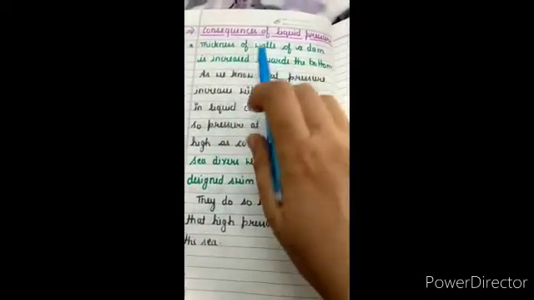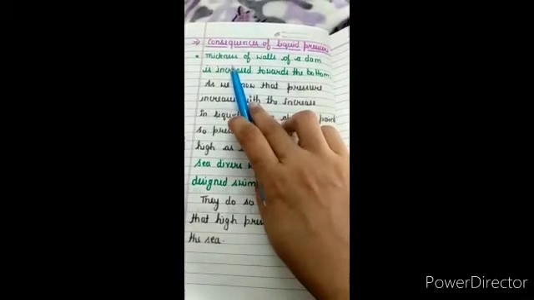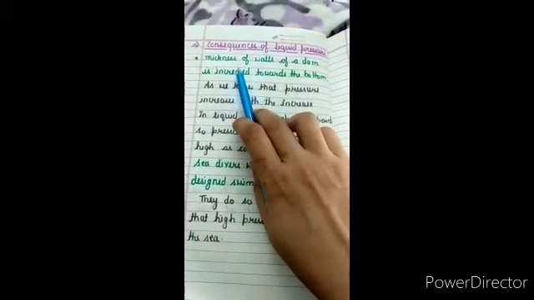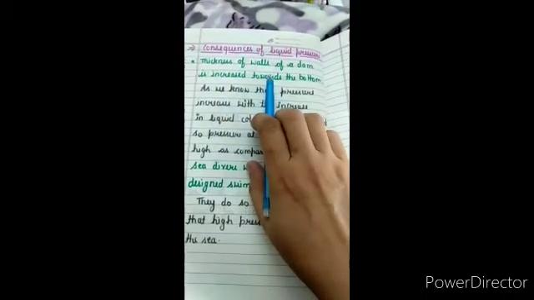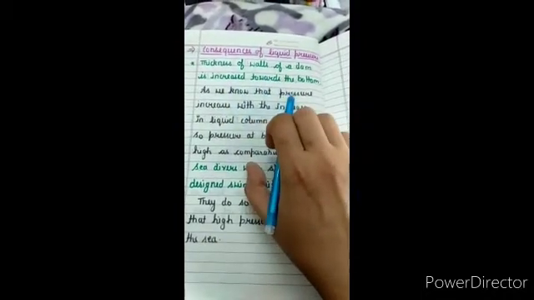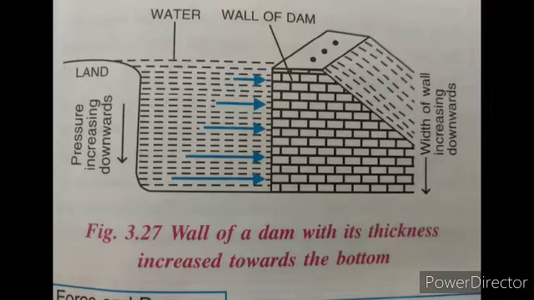Now the consequences of liquid pressure. There are many consequences, out of which I have taken two here. So first is that the thickness of the walls of a dam is increased towards the bottom. As you can see on your screen, the base of the wall of that dam is made broad. Why?